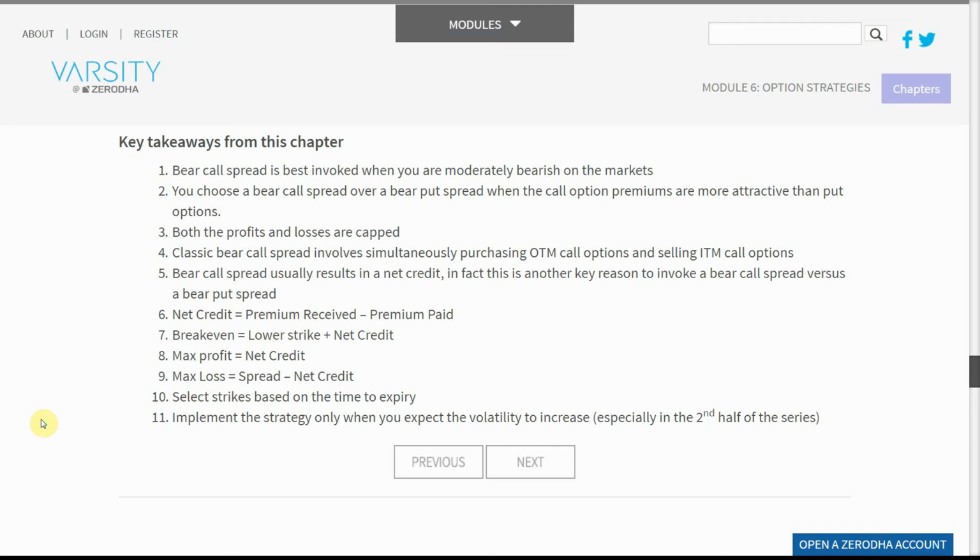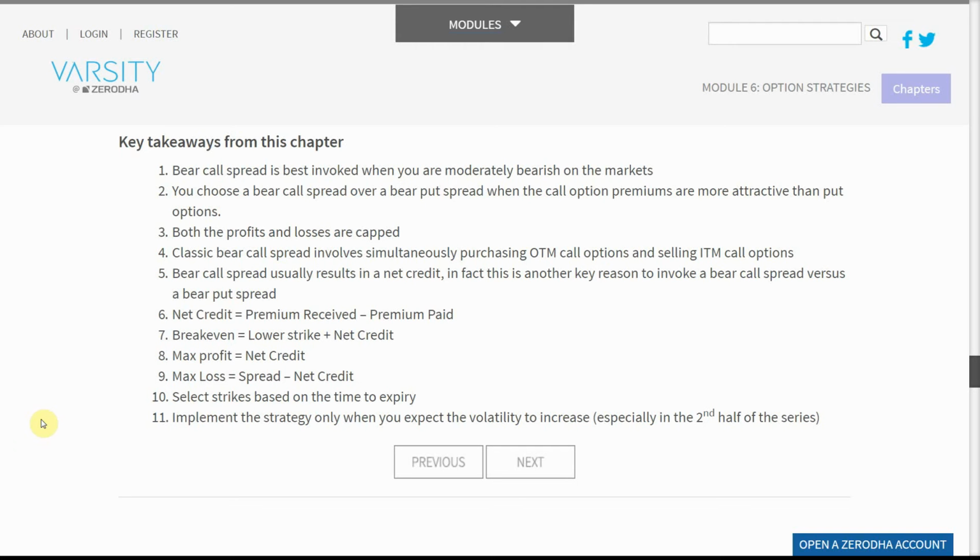Classic bear call spread involves simultaneously purchasing OTM call options and selling ITM call options. Bear call spread usually results in a net credit. In fact, this is another key reason to invoke a bear call spread versus a bear put spread. Net credit equals premium received, premium paid.